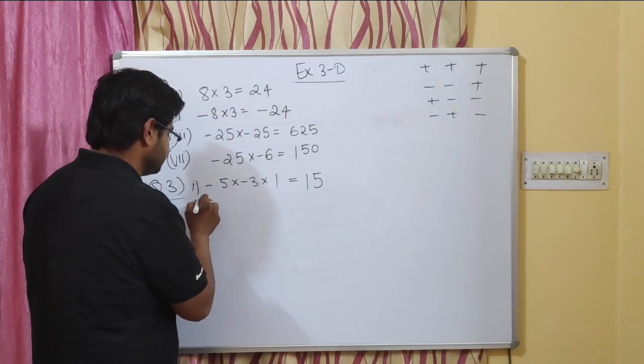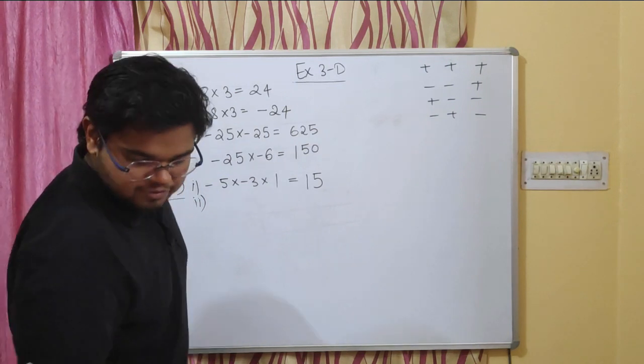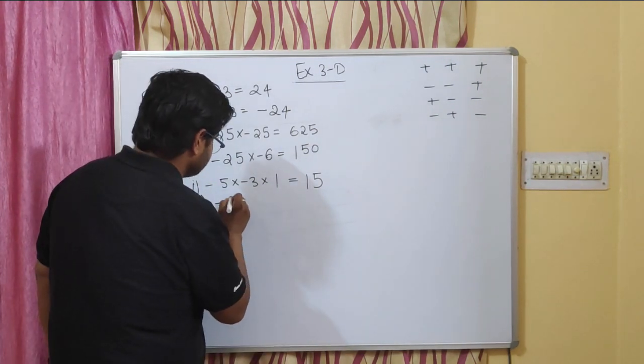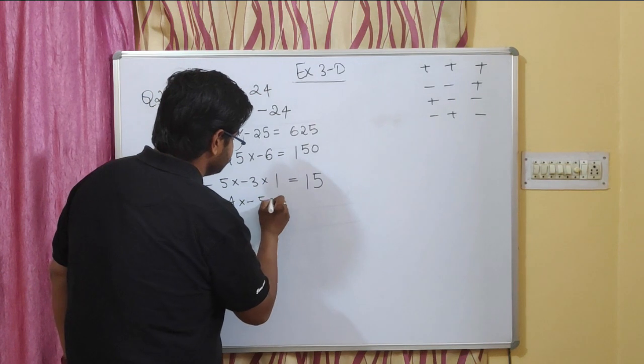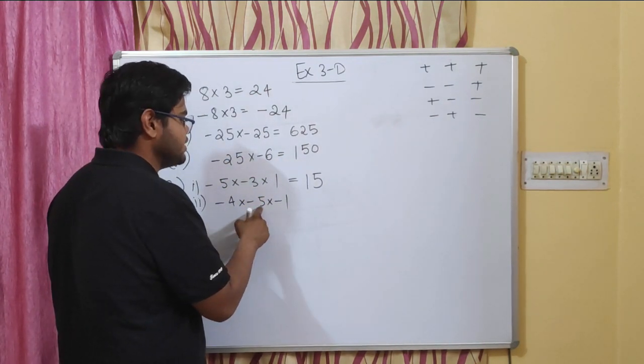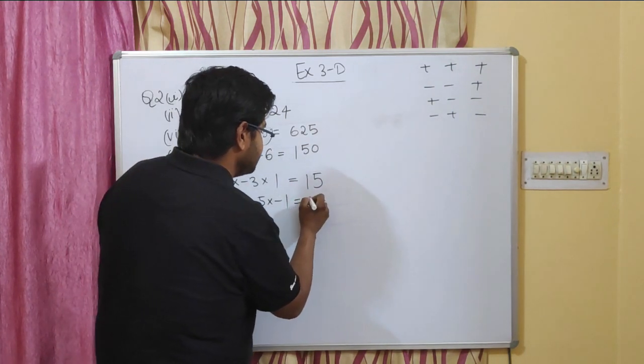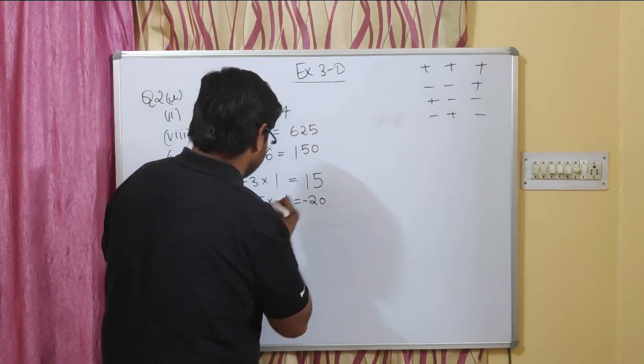Second part, minus 4 into minus 5 into minus 1. So minus minus is plus, 4 into 5 is 20. So 20 into minus 1, it will be minus 20.